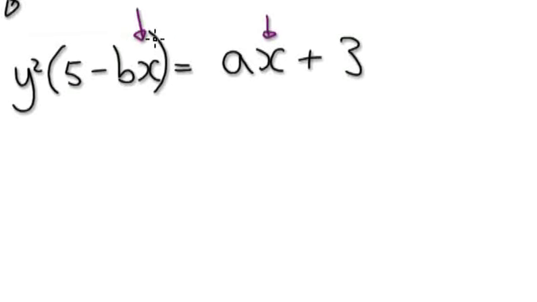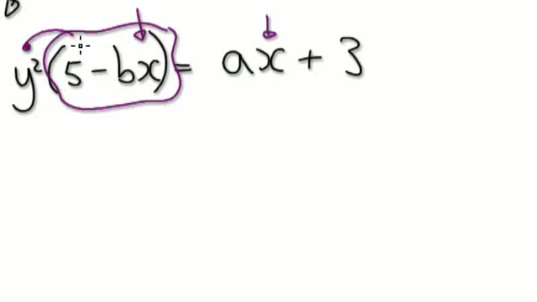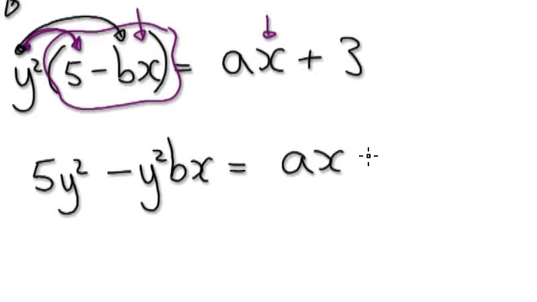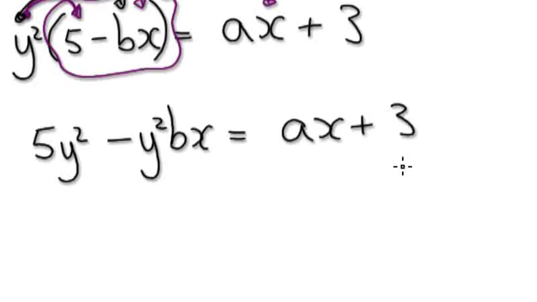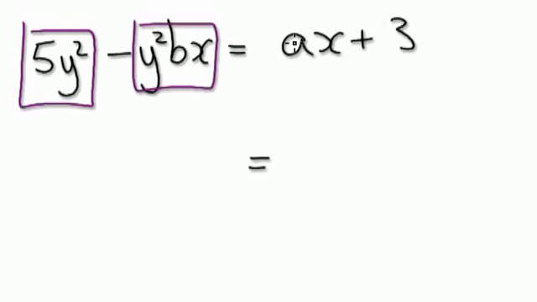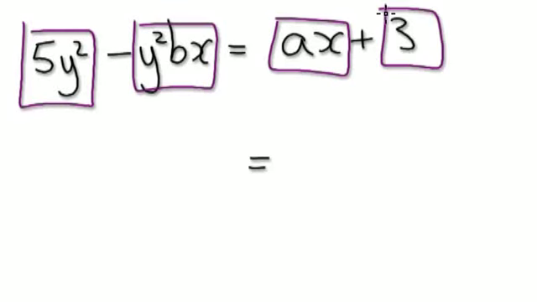So here, x is really in effect stuck in this bubble here. So let's break up the bubble by multiplying it up. So multiply out the brackets. So it will be 5y squared, and then you've got minus, now this times this, so it will be y squared bx, equals ax plus 3. So visualize this as a block. Take away this block equals this block plus this block here.